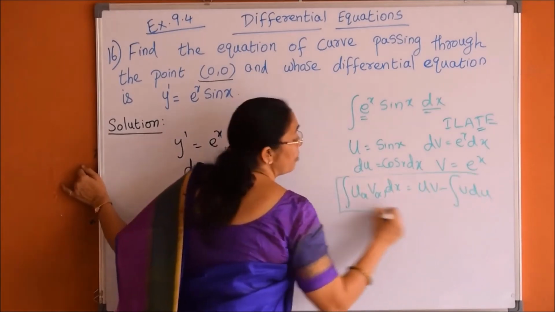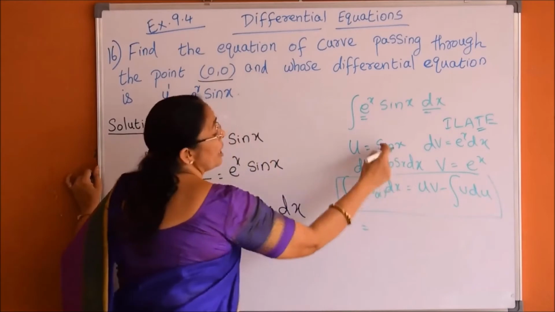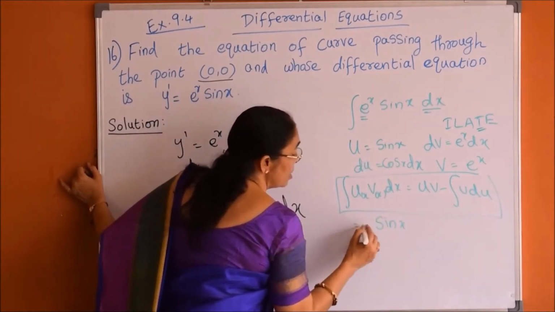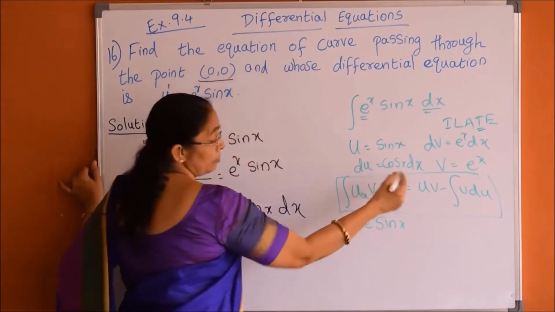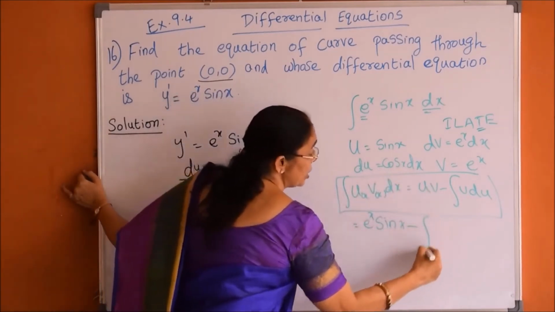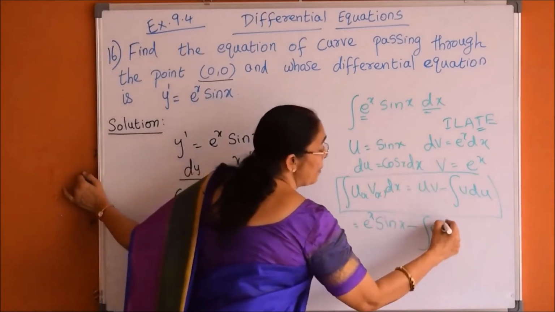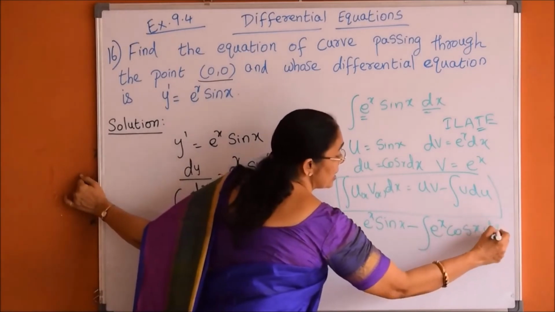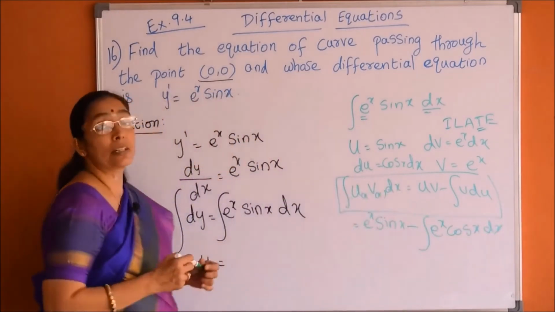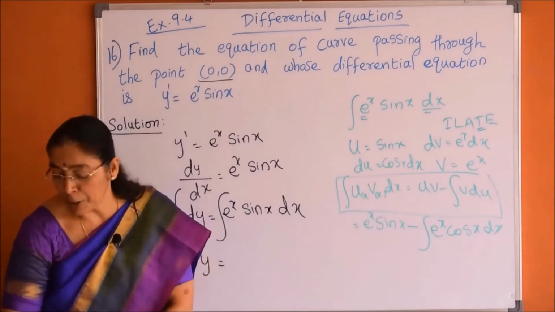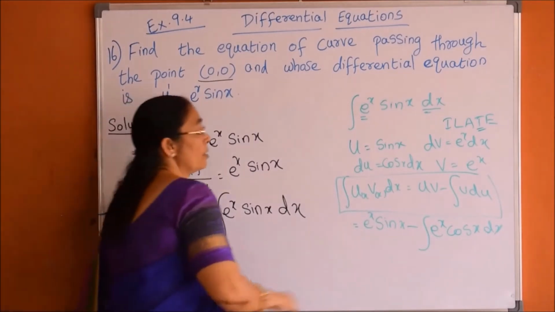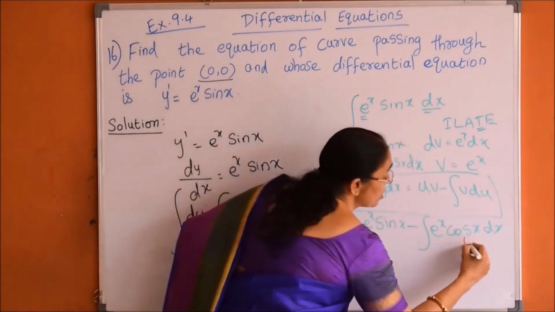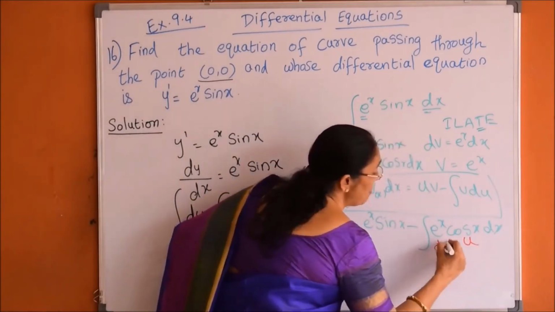So using this formula we get uv, our u is sin x into v, v is e^x, so e^x sin x, minus integration of v, v is again e^x, du is cos x dx. So e^x cos x dx. Again this second part, e^x cos x dx, we do by parts. So for doing by parts we will consider the same way, u as cos x and dv as e^x dx.